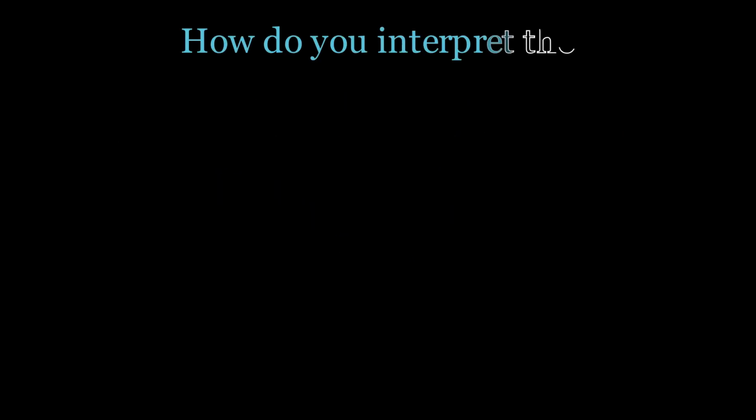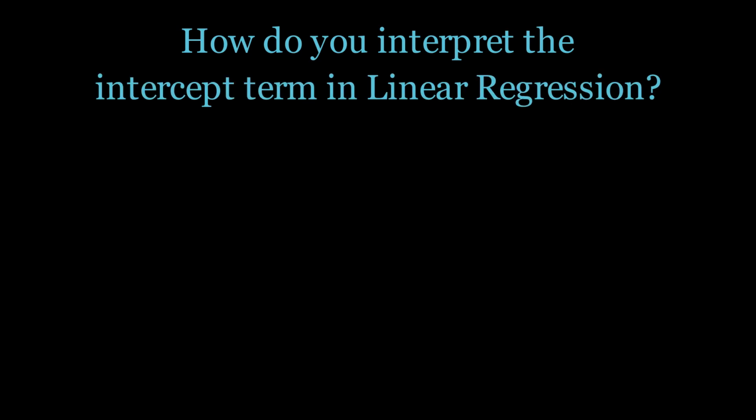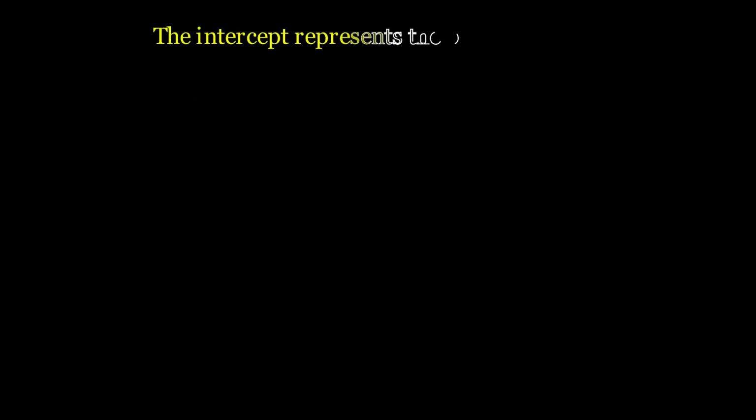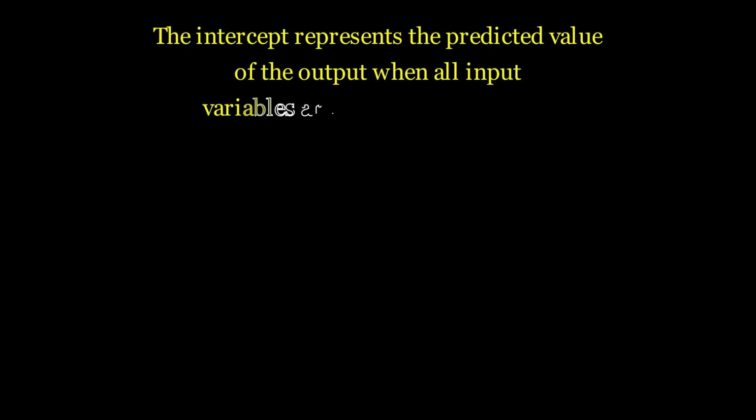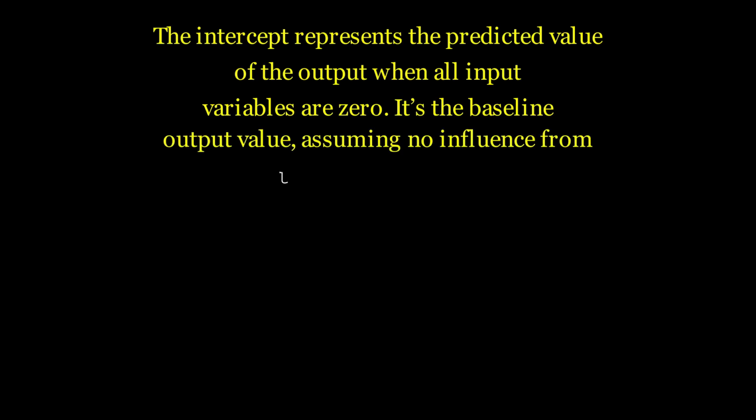How do you interpret the intercept term in linear regression? The intercept represents the predicted value of the output when all input variables are 0, serving as the baseline output value, assuming no influence from the input variables.